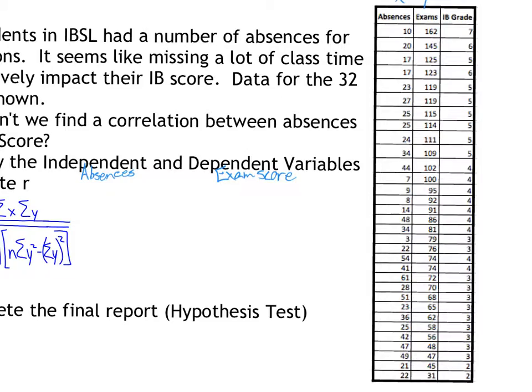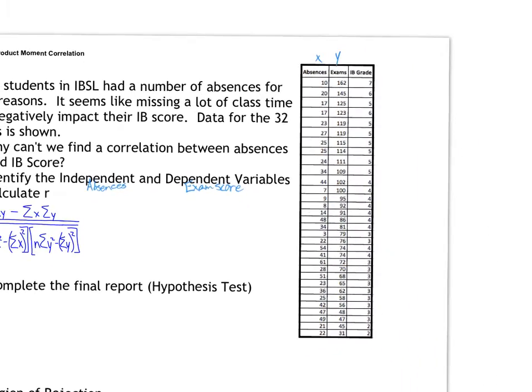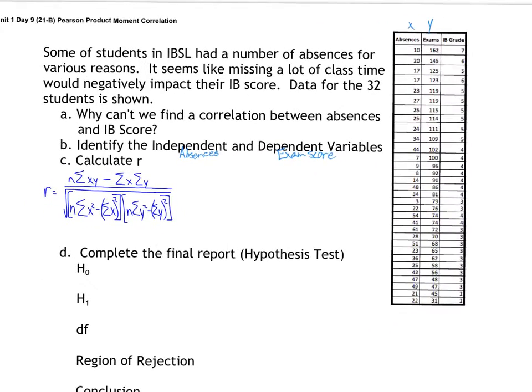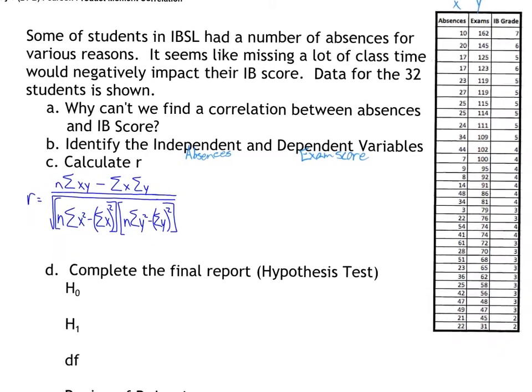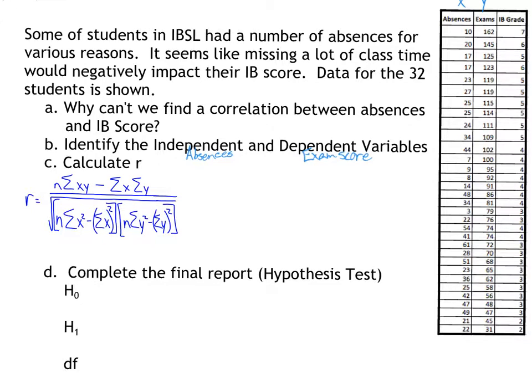But let's think about this here. And before we calculate R, why can't we find a correlation between the number of absences and the IB score?